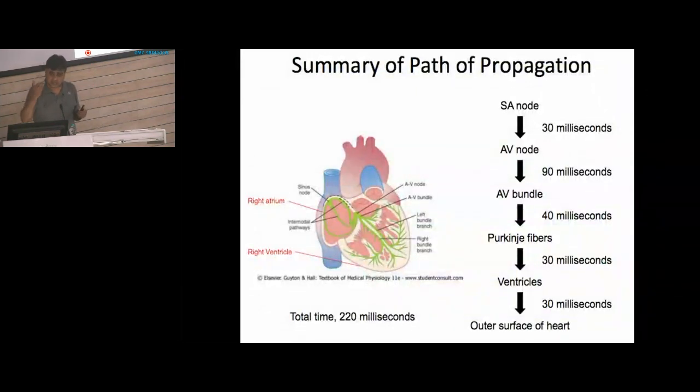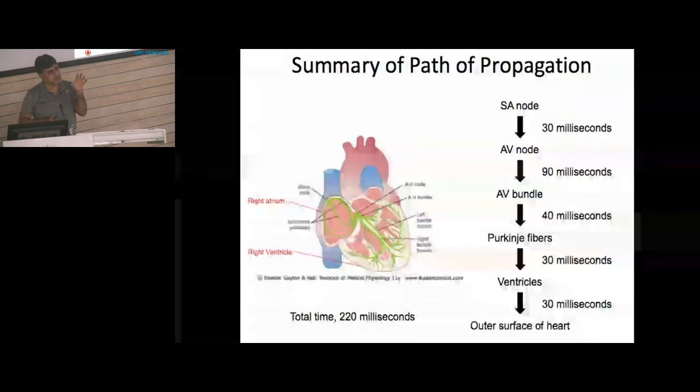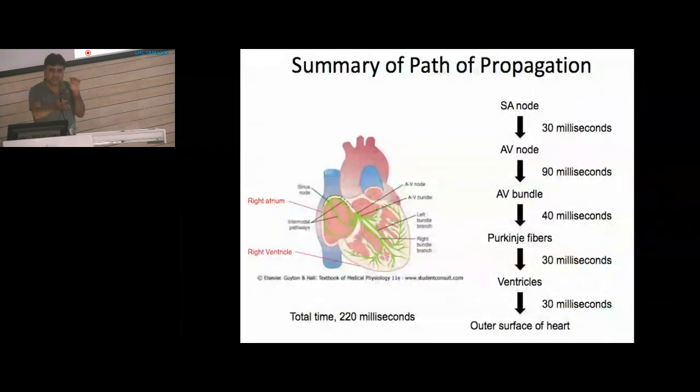There can be AV nodal blocks, AV node gets blocked. What will happen if AV node gets blocked? Even though SA node generates the impulse, it will not be transmitted to the ventricle. So again, there will be problem. SA node is functioning normally, it is generating the impulse, but once the impulse reaches the AV node, it is not transmitting the impulse to the ventricle. So that is called atrioventricular block.